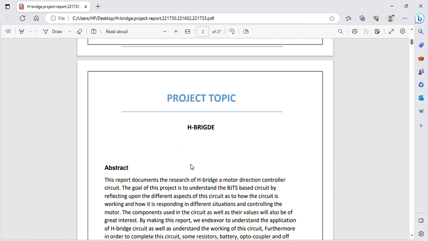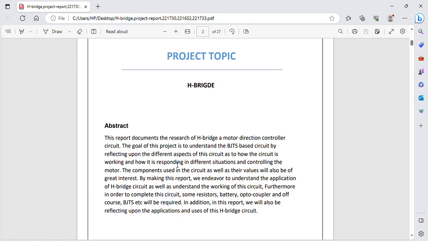Moving to our project topic. The topic of our project is H-Bridge. The first thing that we are going to discuss here is the abstract. This report documents the research of H-Bridge, a motor direction control circuit. The goal of this project is to understand the BJT-based circuit by reflecting upon the different aspects of this circuit, as to how the circuit is working and how it is responding in different situations.